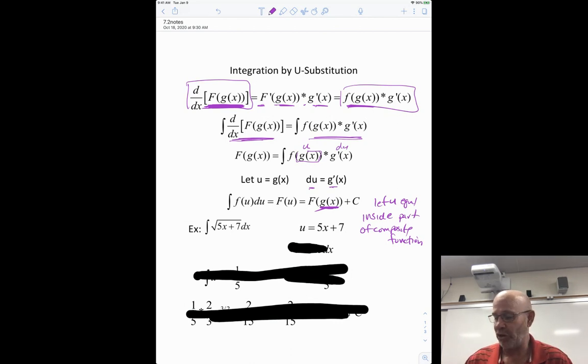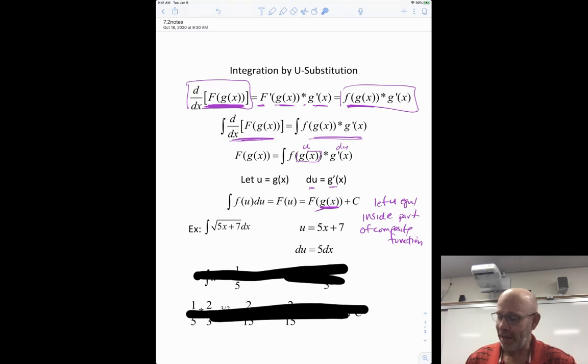Once you pick your u, what comes next is finding your du, because notice I'm going to let u equal g of x, and then du is g prime. We just take the derivative. So the derivative of 5x plus 7 is just 5. The dx is just an operator. It's kind of like differentials. Think about that as being differentials, which is in essence what it is. We're not approximating anything with this because we don't have numbers, but it's the same basic idea.